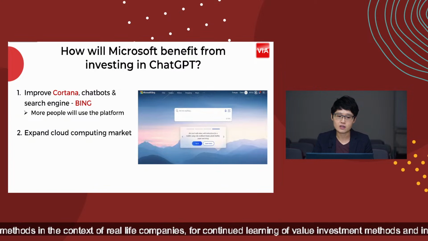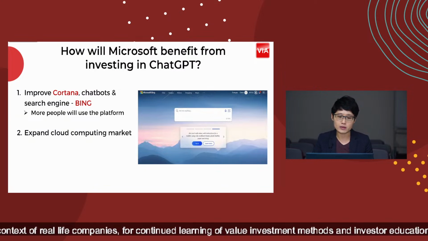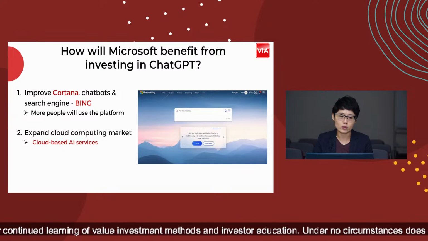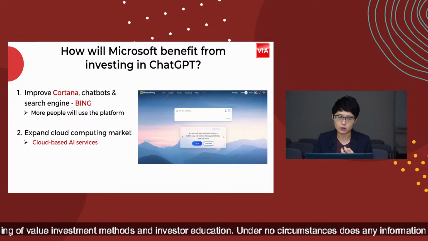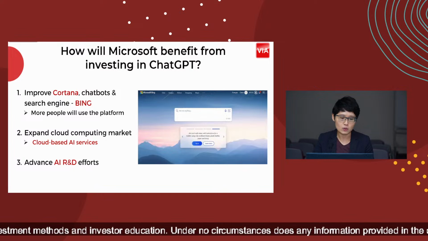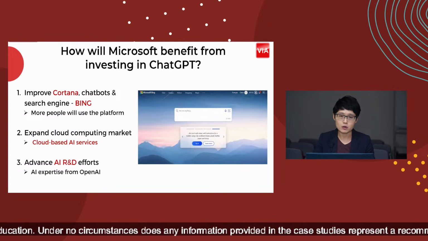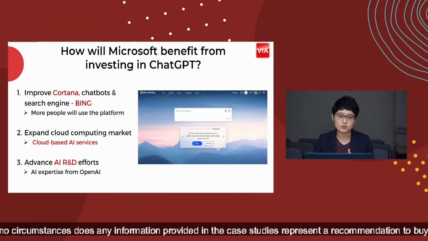And next, it also helps them expand their cloud computing market, especially by having AI services incorporated into the cloud base, like Microsoft Azure, and also to advance their own AI research and development efforts, because there's a lot of AI expertise from OpenAI.